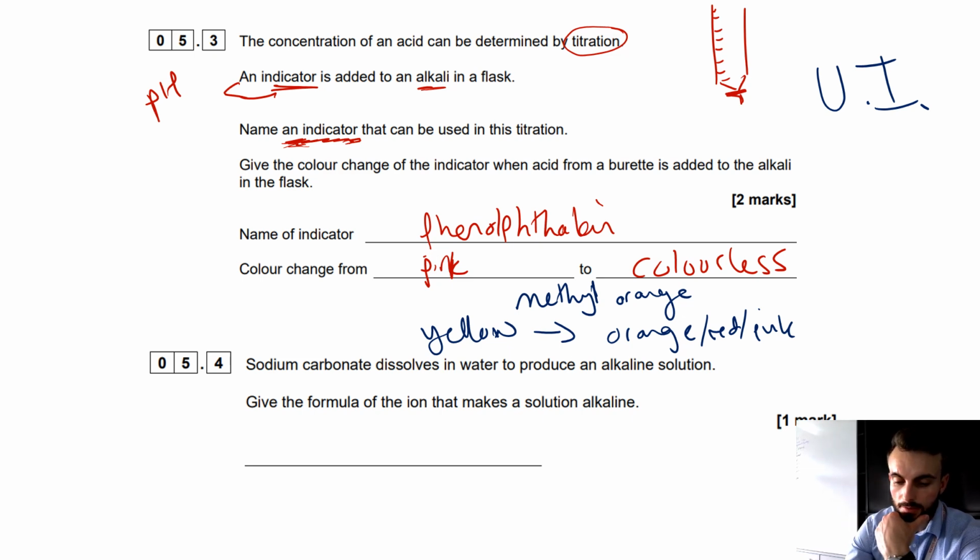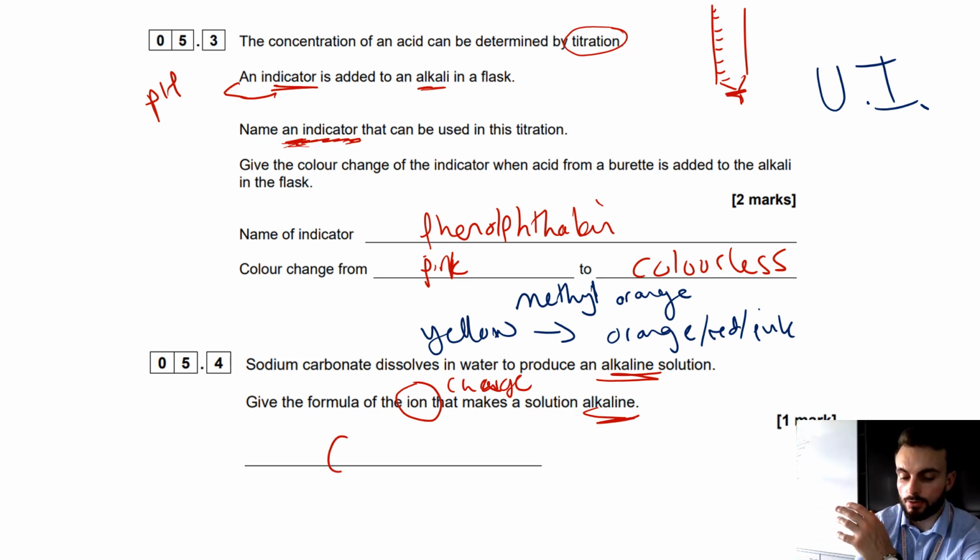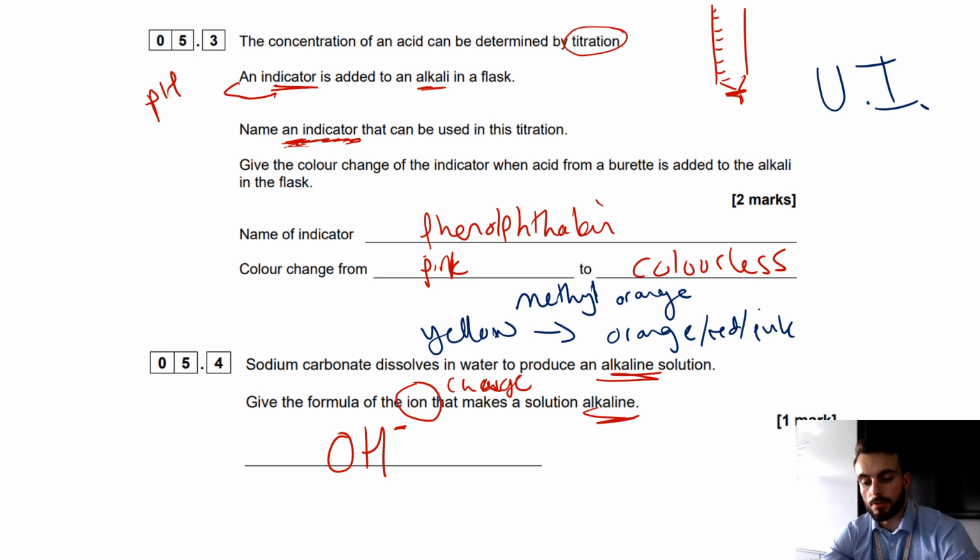And then the bit underneath, 5.4: sodium carbonate dissolves in water to produce an alkaline solution. Give the formula of the ion, talking about charges, positive, negative, etc., that makes it alkaline. There's only one. The ion associated with alkaline solutions is the hydroxide ion, OH-.